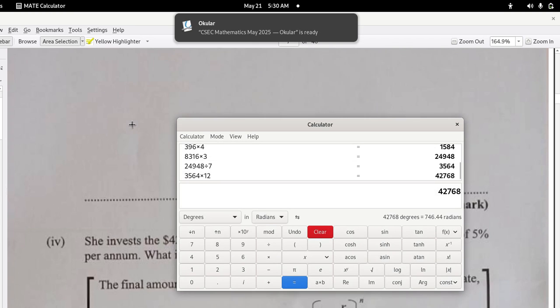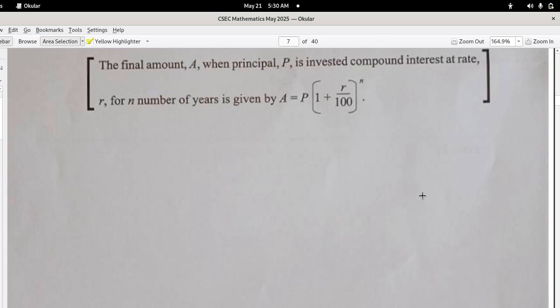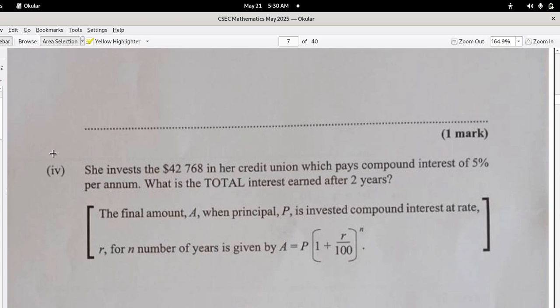Now let's see what else they say. Okay, she invests the 42,768 in her credit union, which pays compound interest of 5% per annum. What is the total interest earned after 2 years? They say the final amount given when the principal P is invested at compound interest at rate R for n years is, so they give you a formula here. That's the last part of the question. Let's work it out and see what's going on here.